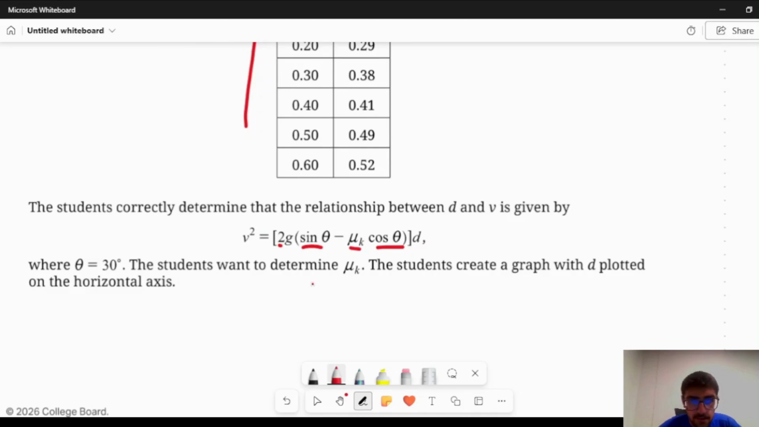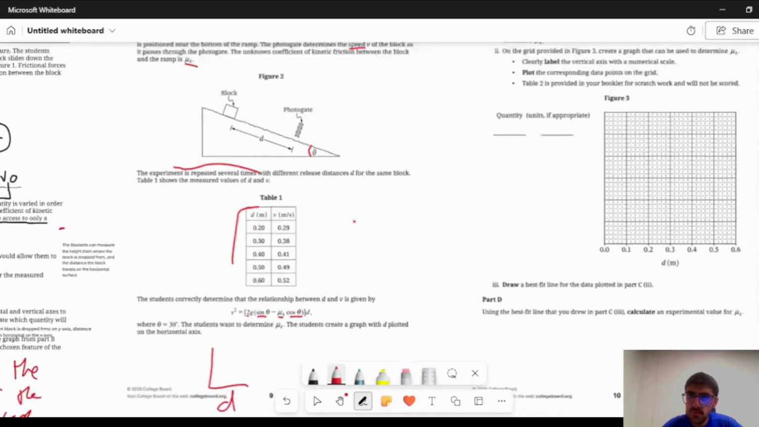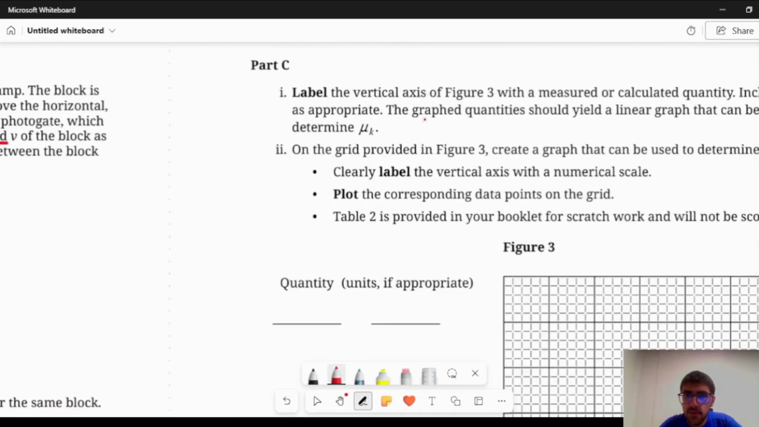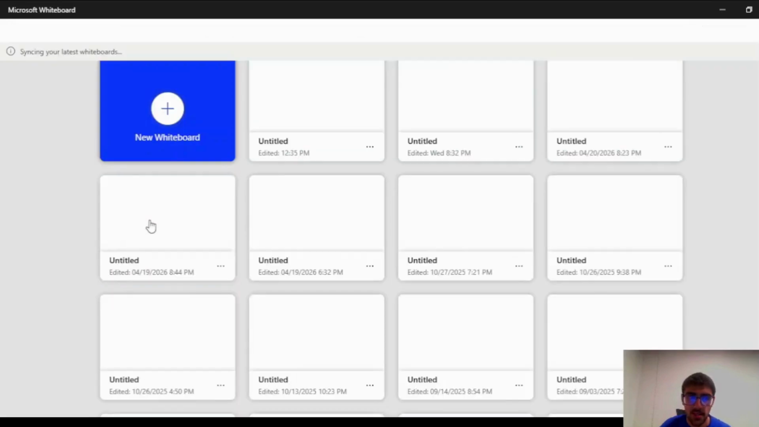The students created a graph of d plotted on the horizontal axis. So they have d right here. What it's asking us is to label the vertical axis of figure 3 with a calculated quantity, include units as appropriate, that should yield a linear graph that can be used to determine mu k.